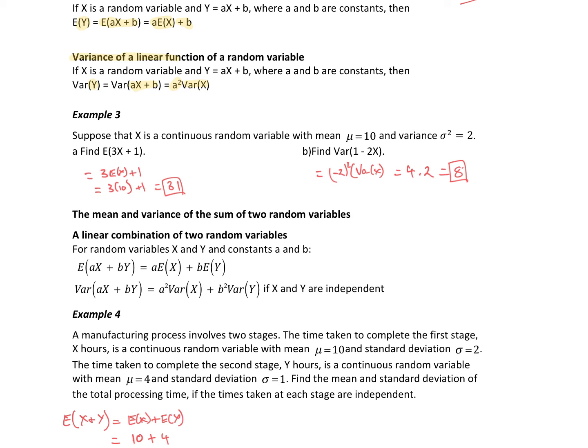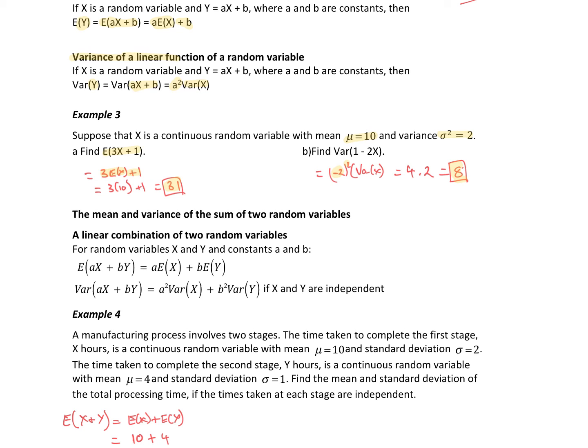Again, if x is a continuous random variable with mean mu equal to 10 and variance sigma squared equal to 2, the expected value of 3x plus 1 is 3 times E of x plus 1, which is 31. The variance of 1 minus 2x is negative 2 squared, the a value, times the variance of x, which is 4 times 2, which is 8. So hopefully there's not too much new there.